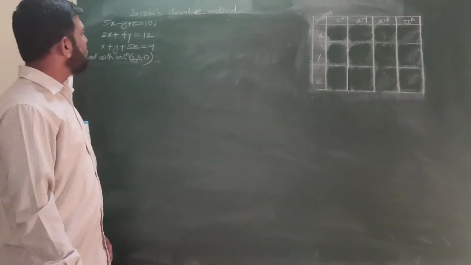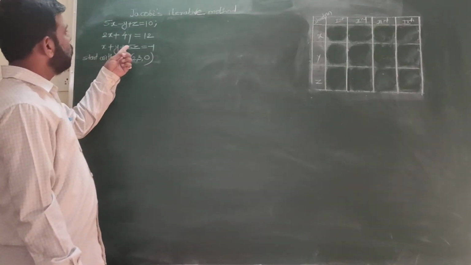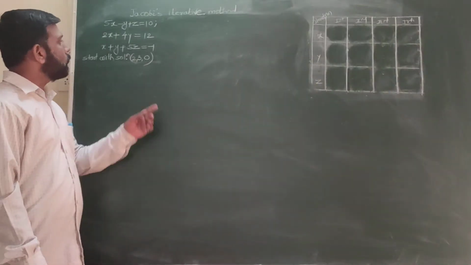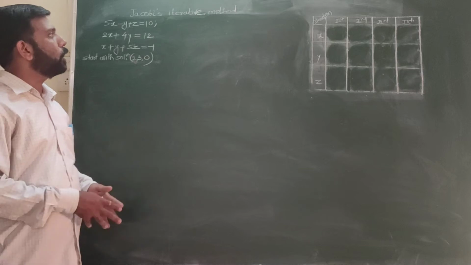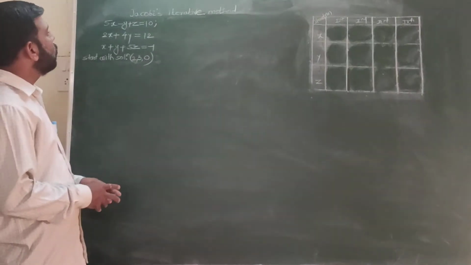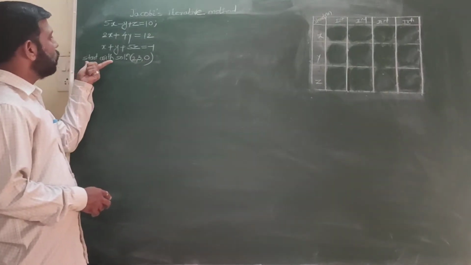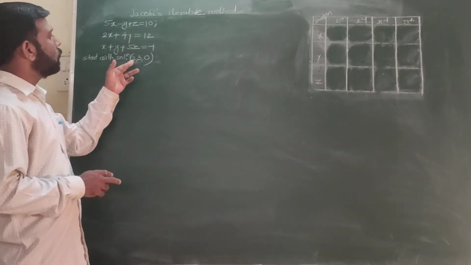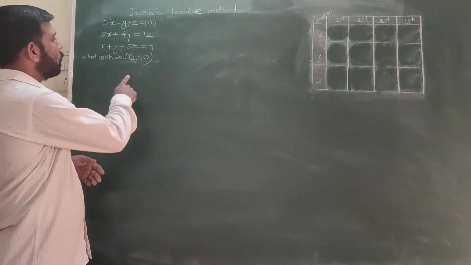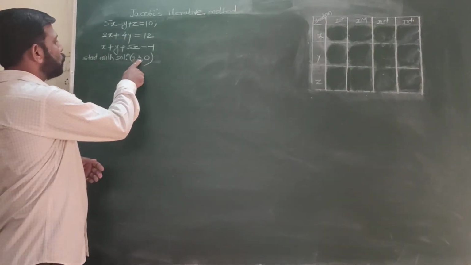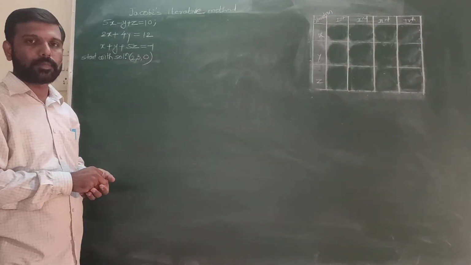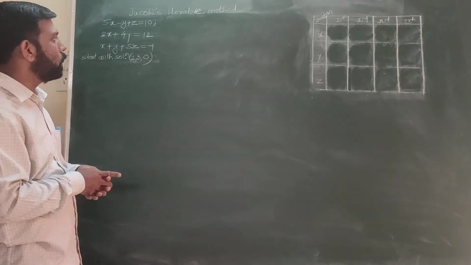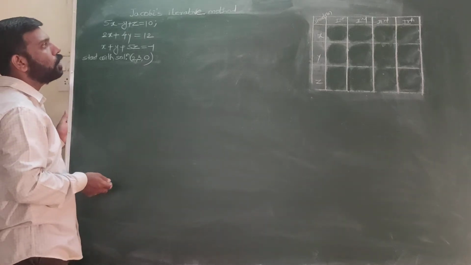Friends, here we take a system of equations with three unknowns x, y, z. These unknowns we'll find out by using the Jacobi iterative method. Here in the question they have mentioned to start with the solution, that is nothing but the initial approximations: x equals 2, y equals 3 and z equals 0. So initially we have to substitute these approximations for x, y, z, and then we start the Jacobi iterative method.